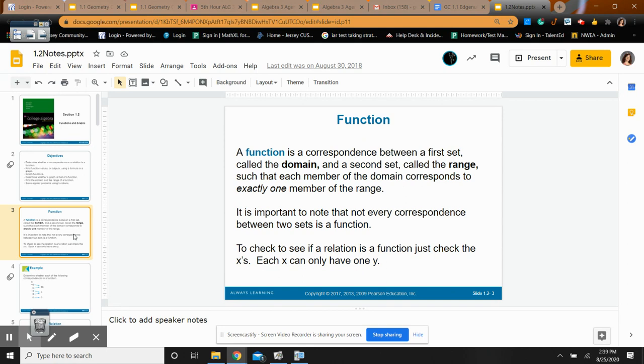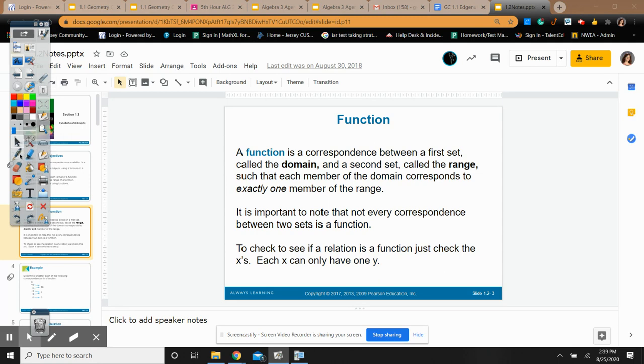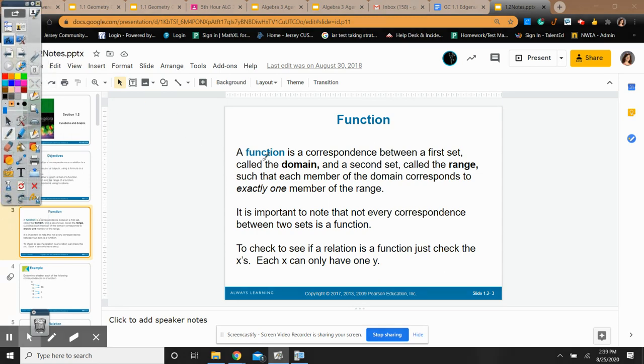Now, functions is something I did not understand very well as a student until I began teaching it, and I really feel like it's an important thing to understand.